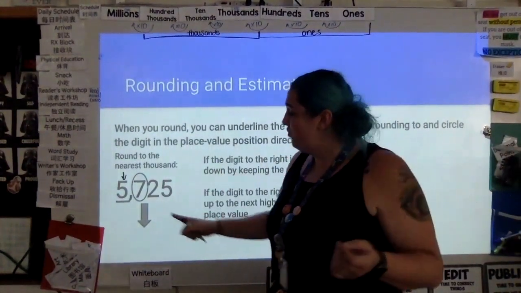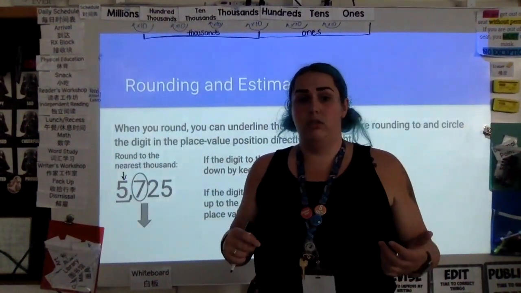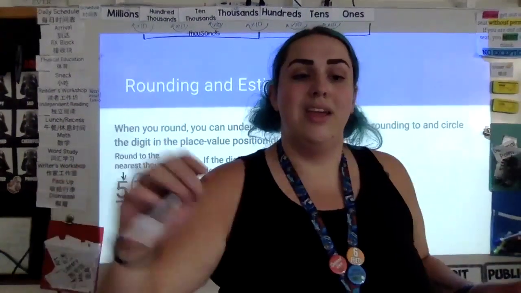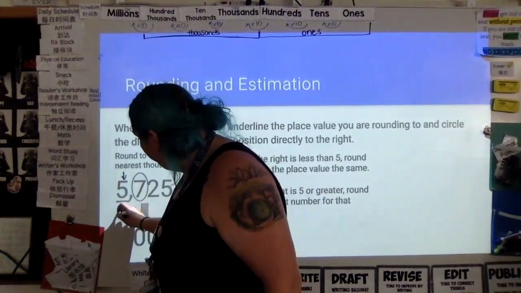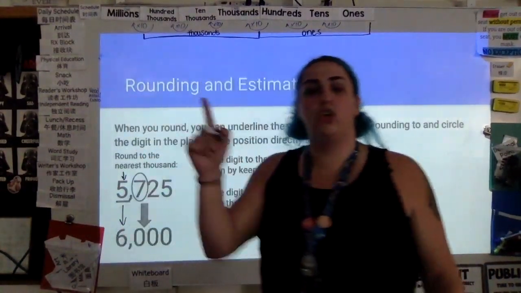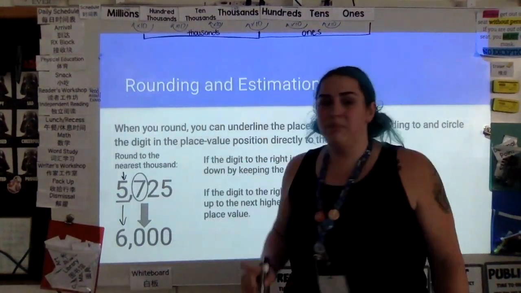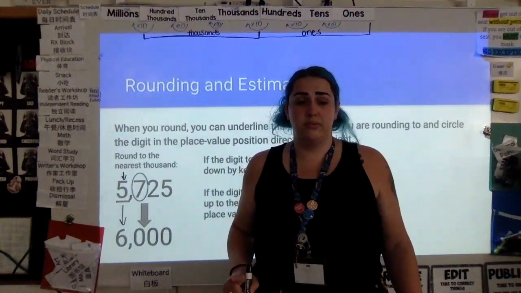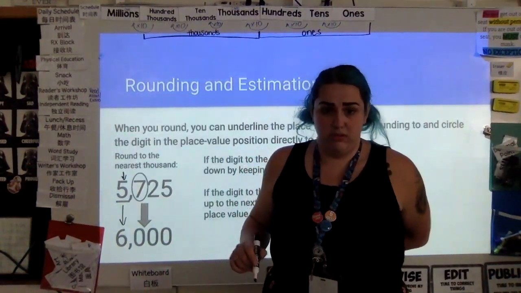Yes. So this number is going to change. What is it going to change to? It is going to change to 6. 5 goes up and changes into 6 because 7 tells it to go up. The rest of my digits become zeros. Okay? The rest of my digits become zeros.